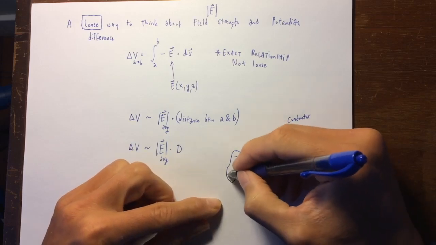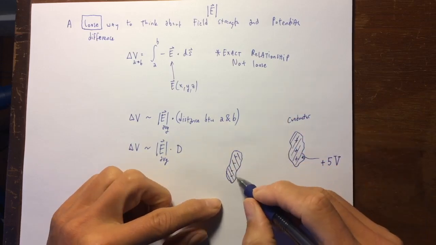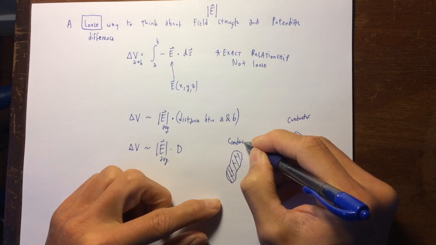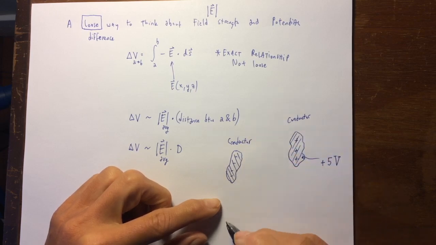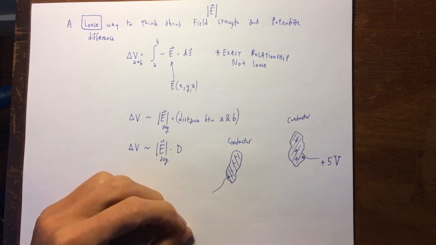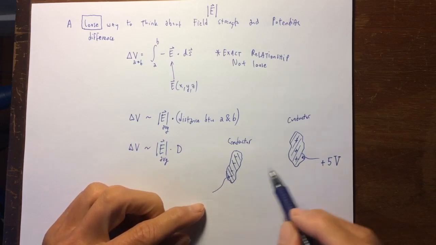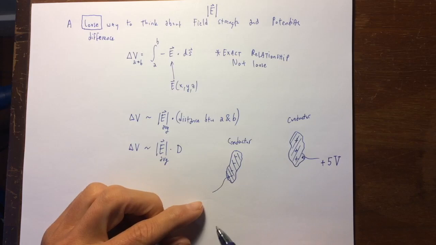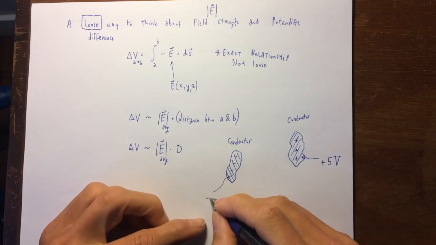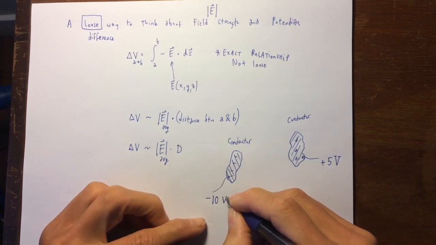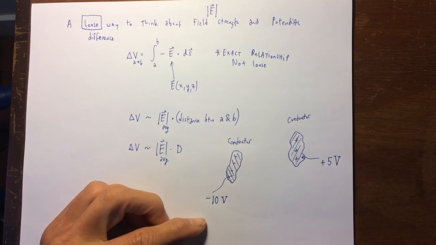And this conductor, which is negatively charged, has an equipotential volume. So this is a place. Let's say that it's more charged than that thing, but in the negative sense. So I don't know. Let's give it negative 10 volts, right?